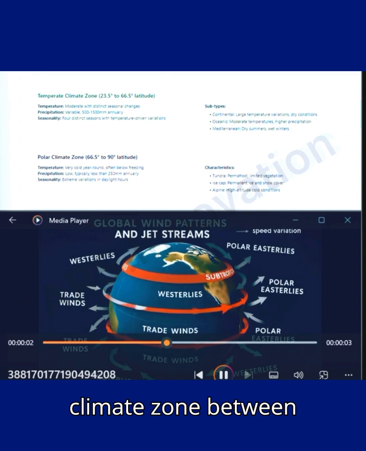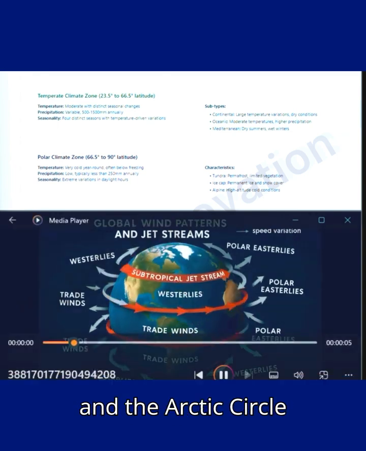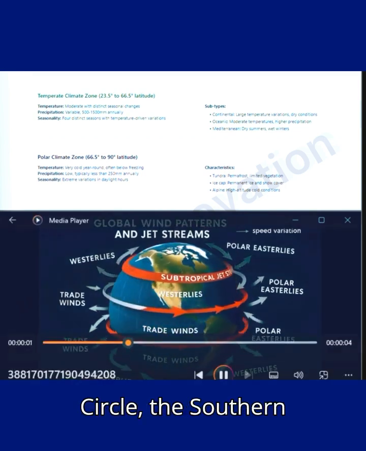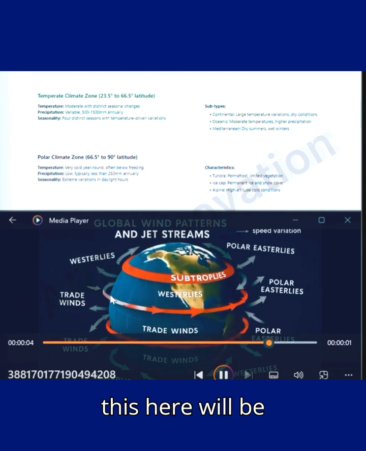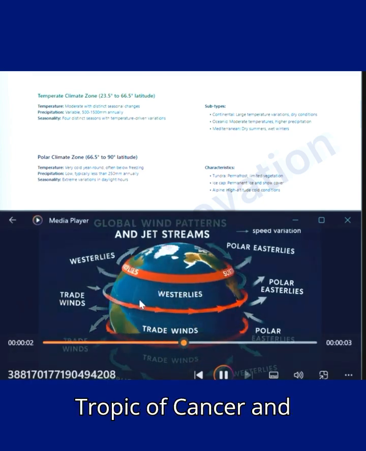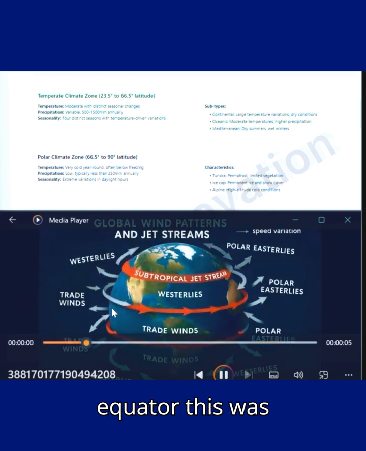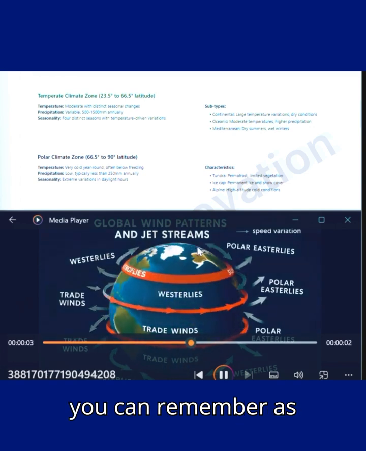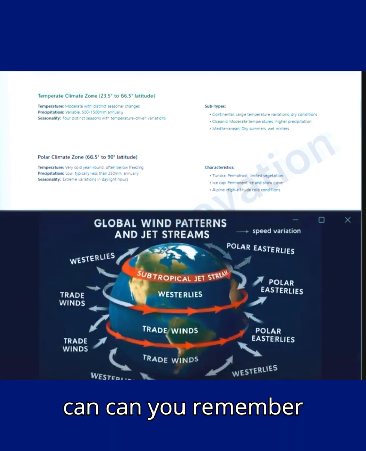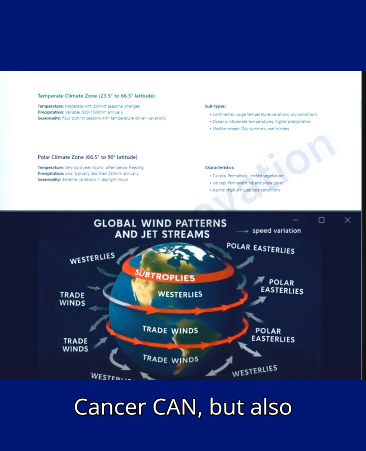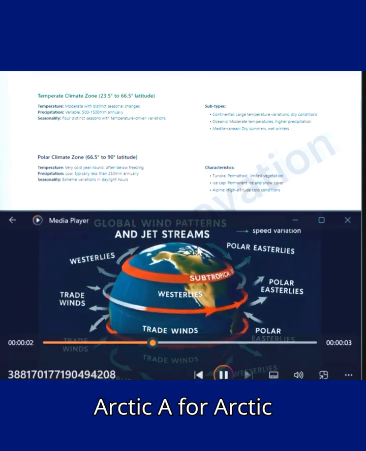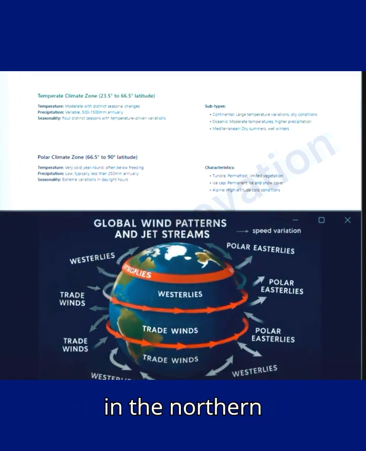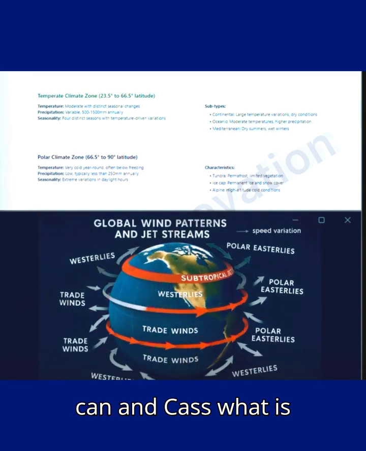Okay. Now next we'll come to the temperate climate zone. It lies between the Tropic of Cancer and the Arctic Circle in the northern hemisphere, and between the Tropic of Capricorn and the Antarctic Circle in the southern hemisphere. So I had already told you, the area above the equator is the Tropic of Cancer and the Arctic Circle, and below the equator the Tropic of Capricorn and the Antarctic Circle. You can remember it as CAN: Cancer, CAN, but also Arctic, A for Arctic and N for northern. Tropic of Cancer, Arctic Circle in the northern hemisphere.